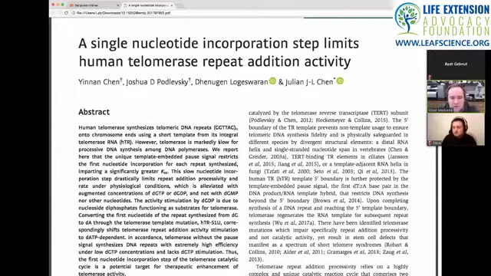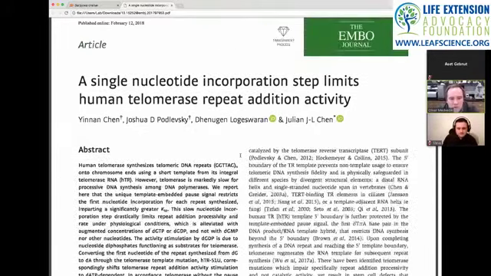These repeats are specific to different species. So depending on which template the telomerase carries, you get different types of repeats. So what are these guys really concerned about? Well, they wanted to study the rate limiting step for telomerase addition.